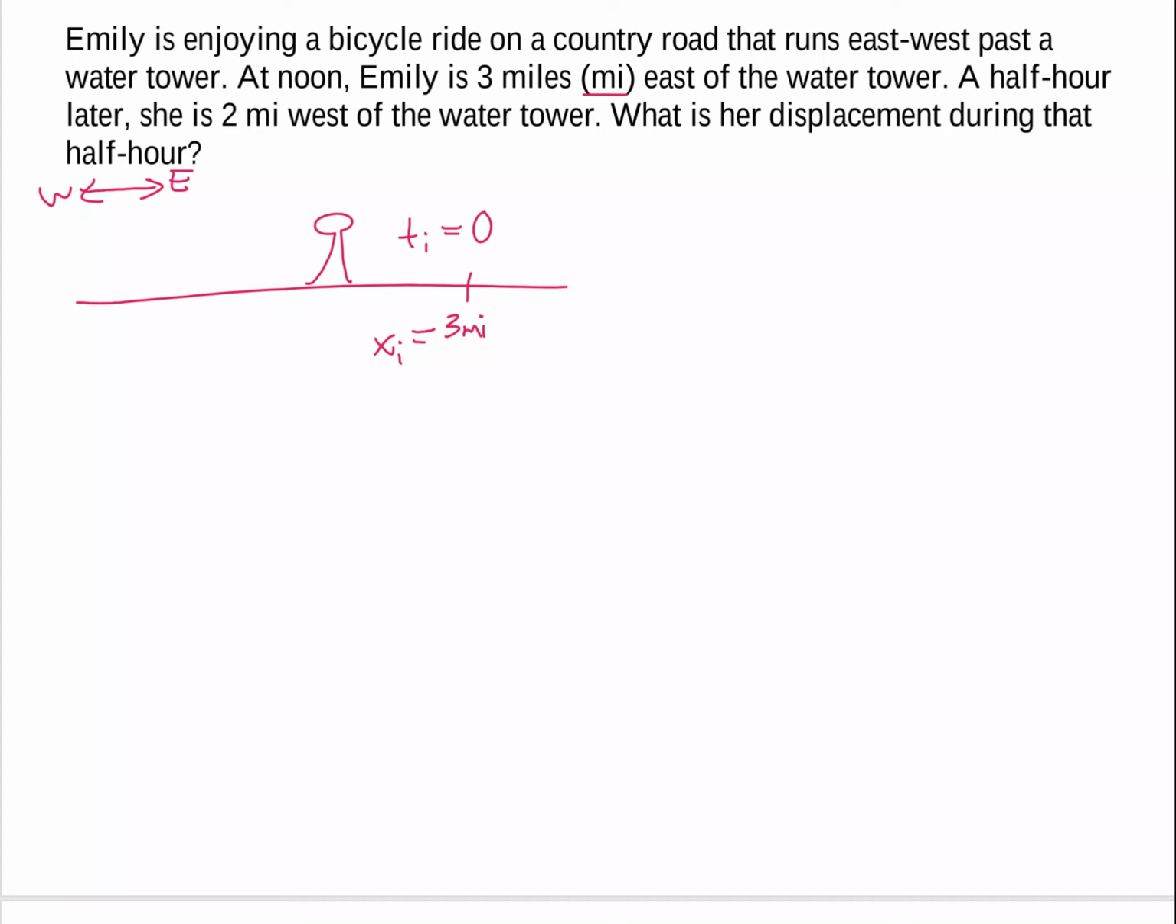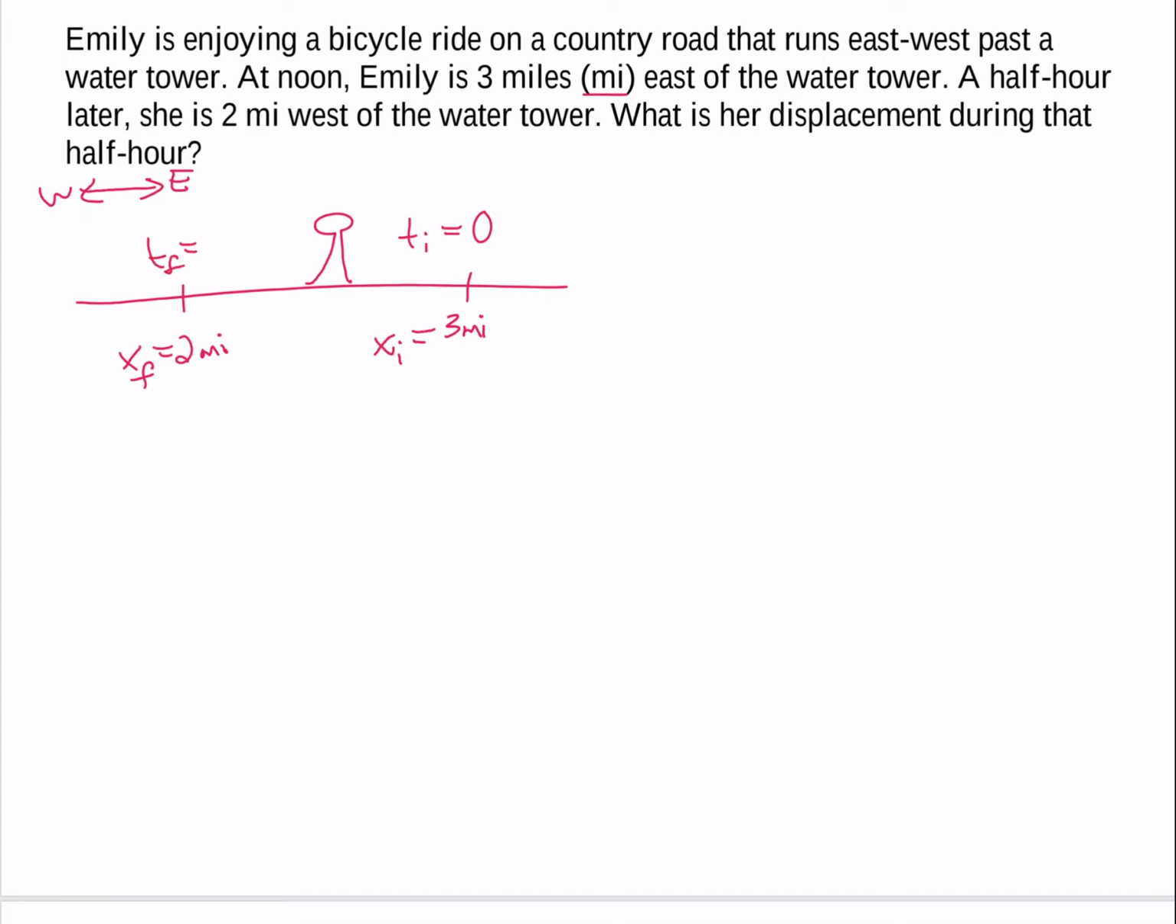A half hour later, Katie is 2 miles west of the water tower. So what do we draw? A person at 2 miles, 2 miles over here, right? 2 miles west of the tower. So x sub f equals 2 miles. And then time, t sub f equals 0.5.